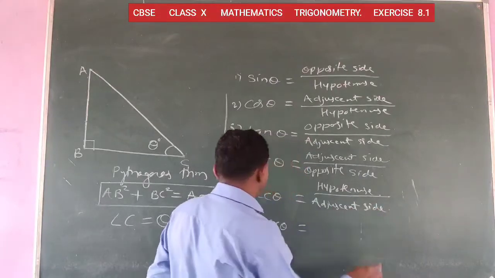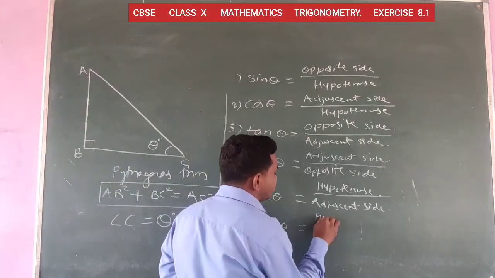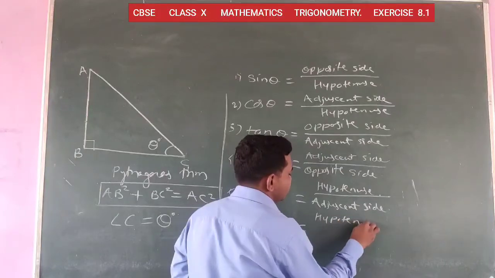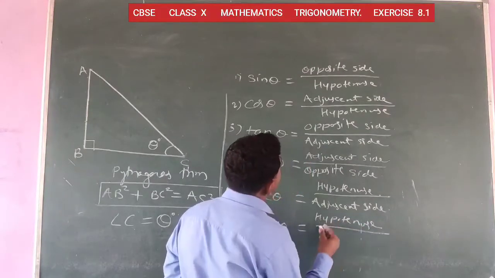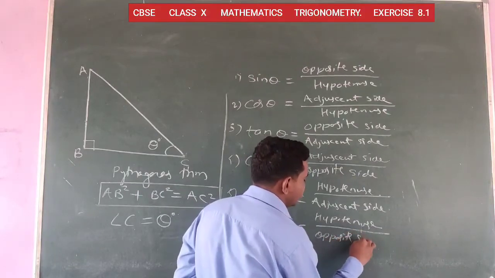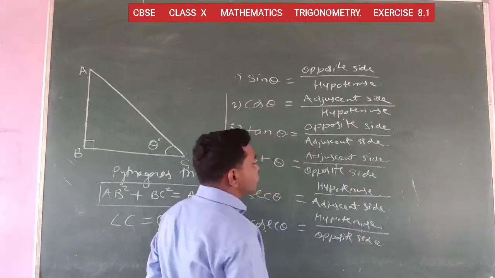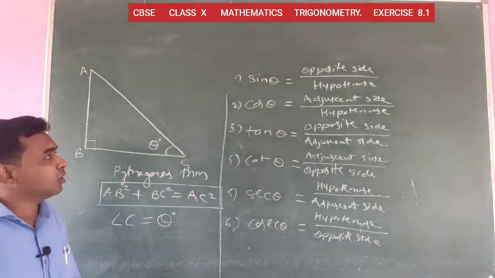And the last one is cosec theta, which is the inverse of sin theta. That means the formulation is hypotenuse upon opposite side. So this is the revised part, which is important to solve the first exercise of trigonometry.